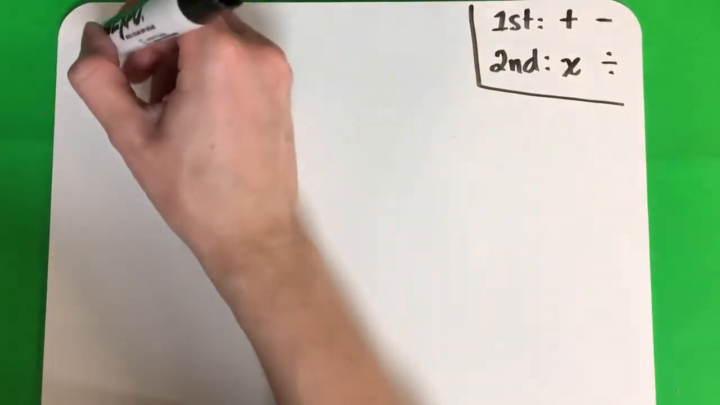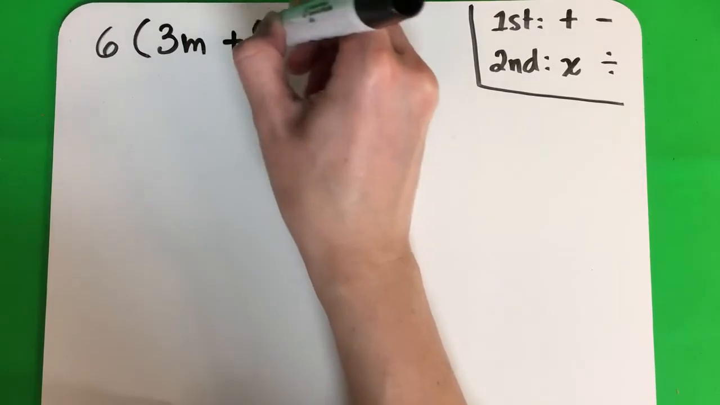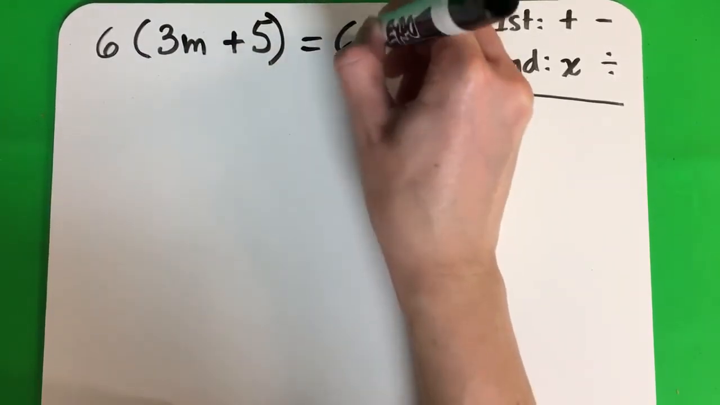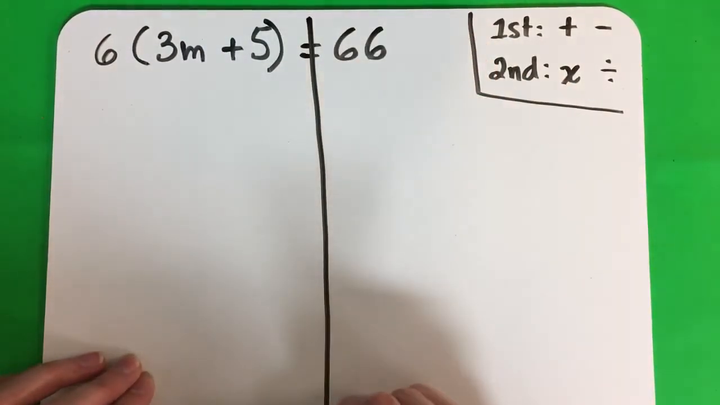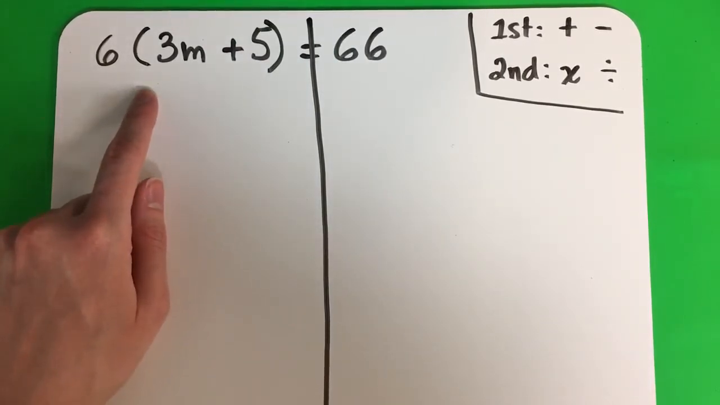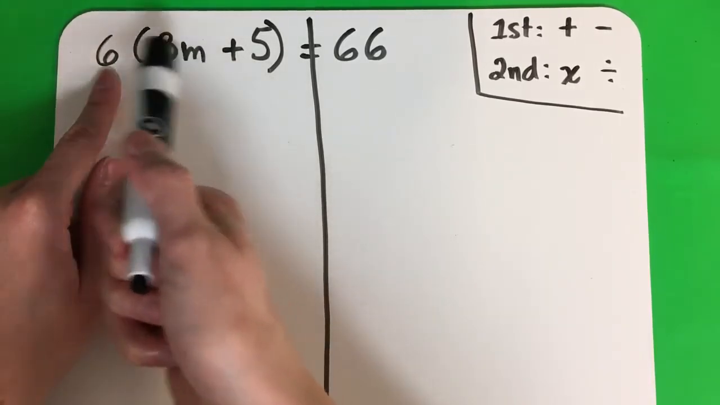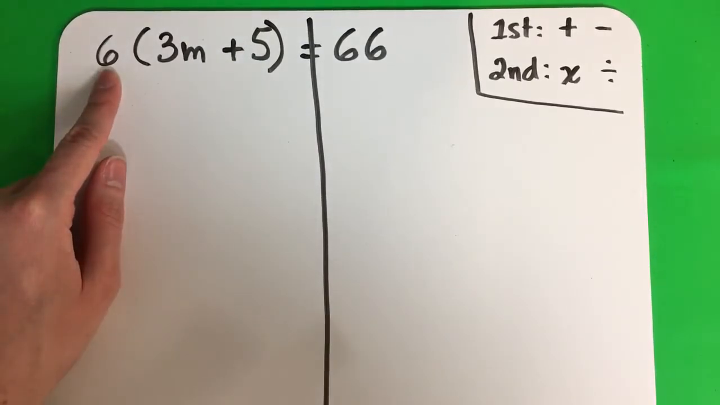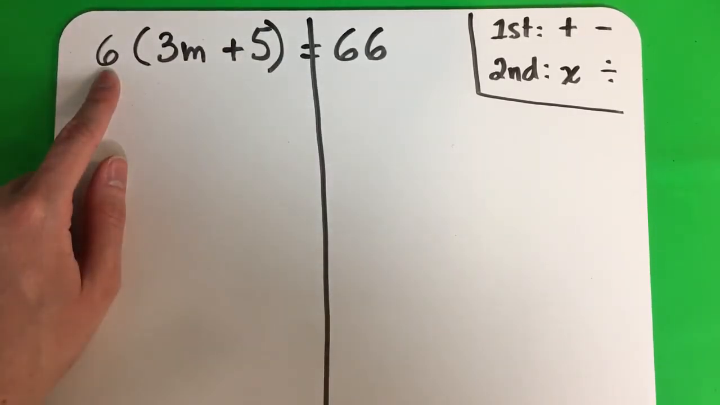Okay, next one. 6 times 3m plus 5 equals 66. First, you will draw a line on the equal sign. Now, just so you know, parentheses means multiply. Paréntesis significa multiplicación. Okay, so parenthesis is multiplication. So what you need to do is this 6 is multiplied with everything inside. Necesitas multiplicar este 6 con todos los números dentro de los paréntesis.